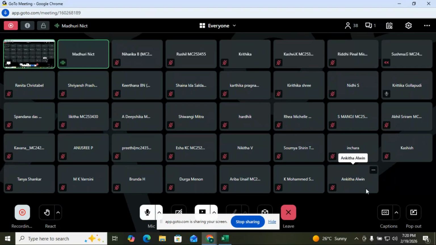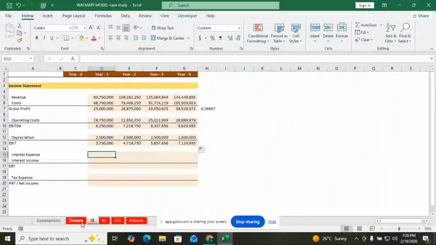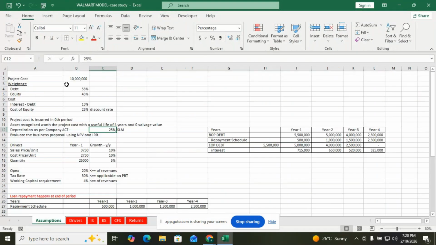Fine. So after computing your EBIT, next we're going to step up to the other step. Now, how do you calculate your interest expenses? I'll go back to your assumptions first. The total project cost required is 100 lakhs. Out of this 100 lakhs, how much loan is being sanctioned? 55%, and for that the interest rate charged is 13%. Now the complete debt schedule is already given for you here. You will not even have to calculate and break your head. It is already given for you.